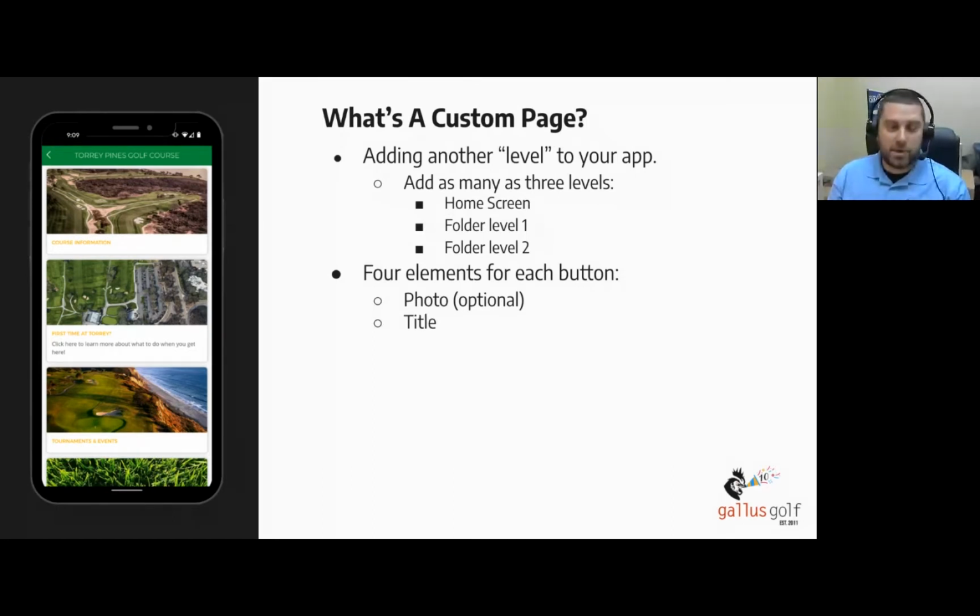The number 2 thing that you put in is the title. That is, as you can see on the left, course information, which is in the kind of yellow gold color. That is going to be your title. That has to be there. So you have to have basically a description of what the button is or where you're going. So as you can see on the left, you can just have course information, just the title.